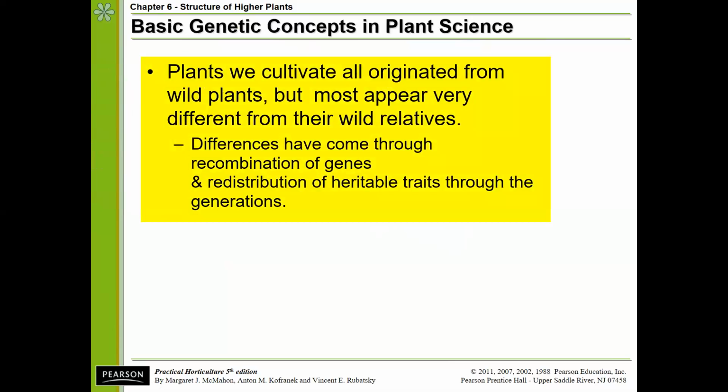The plants that we cultivate all originated from wild plants, as we talked about very early in the class, but most of them appear very differently from their wild relatives. And these differences have been created through recombinations of genes and then the selection and redistribution of these heritable traits through the generations, through breeding, basically.